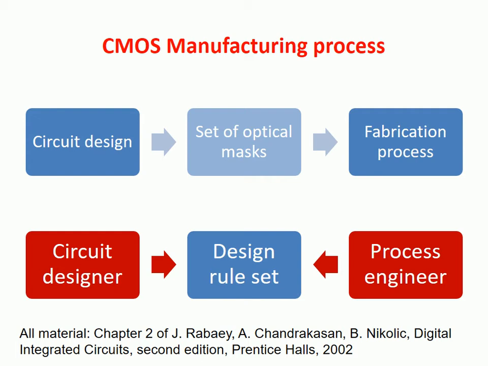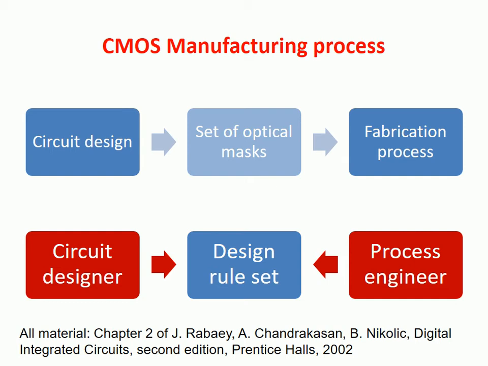There is this step from circuit design to fabrication. We start with a complete design of the circuit. From then we can derive a set of optical masks that are going to be used in the fabrication process. So the main output of circuit design is a set of optical masks that go to a silicon foundry, and that will be used to fabricate the integrated circuit. The fabrication process is independent of the optical masks. By changing the masks, we can change the type of circuit that is fabricated.